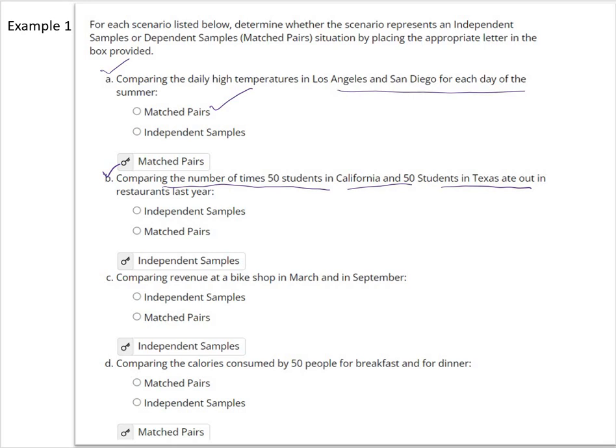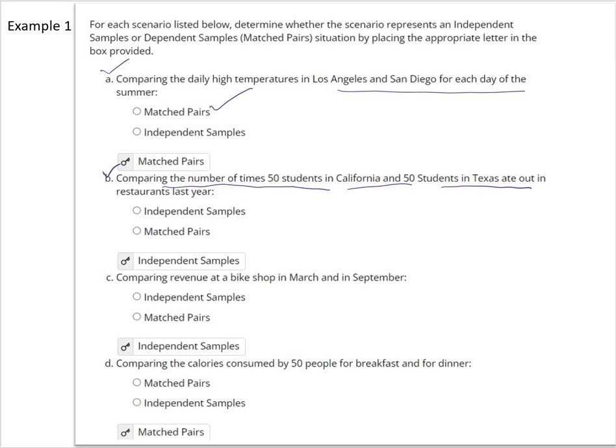So we can't find any connection between the students, because the students are living in different areas and have different features. We cannot find any connection between the students eating out at a restaurant in different parts of the country. So that means they are independent, not matched pairs. There is no connection between these two, right?